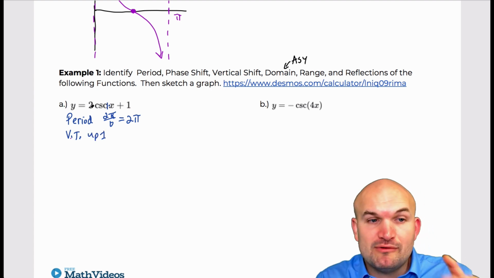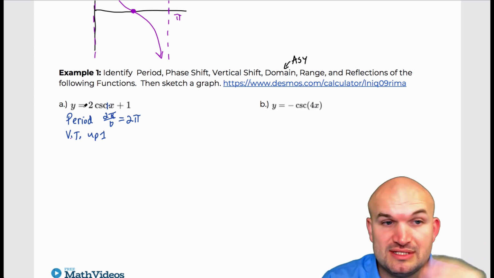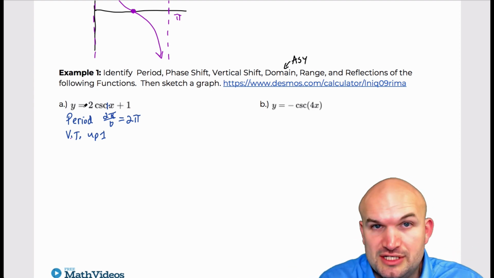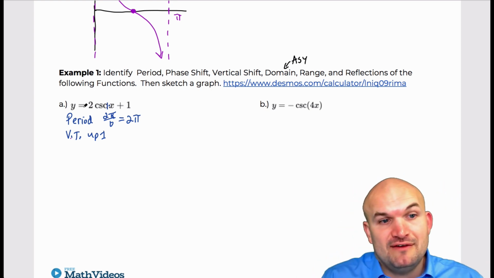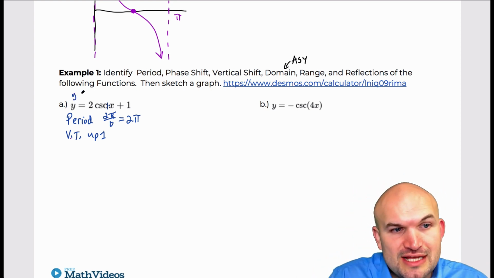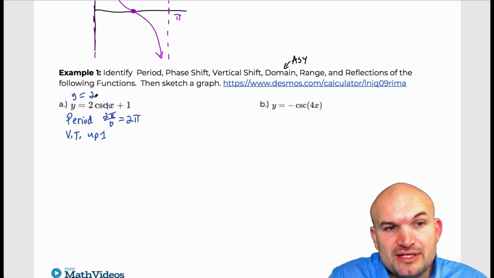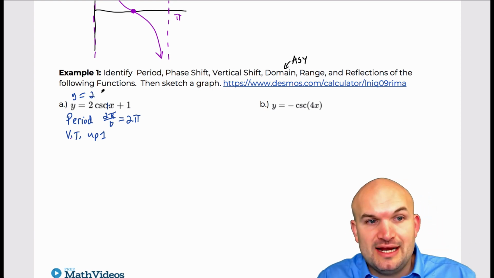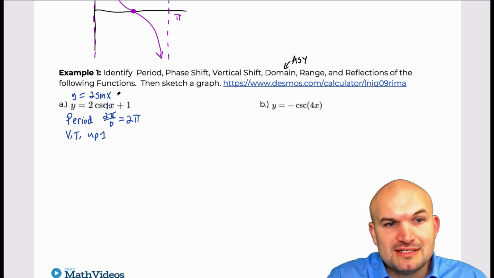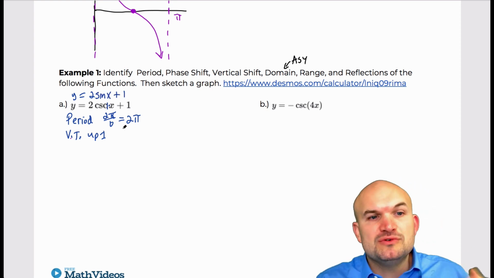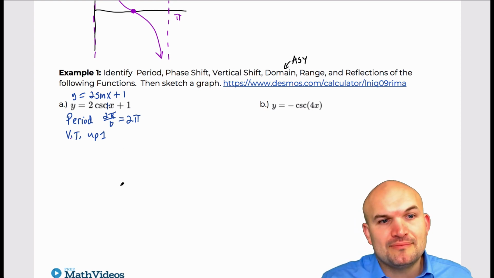Okay, so again, remember this 2 is very important, even though it's not an amplitude, like it's not telling us the amplitude, but what it is telling us is that the graph is being vertically stretched by a factor of 2. And that is easiest to understand by looking at the reciprocal function, because remember that cosecant and sine are related to each other, right? Especially the graphs.